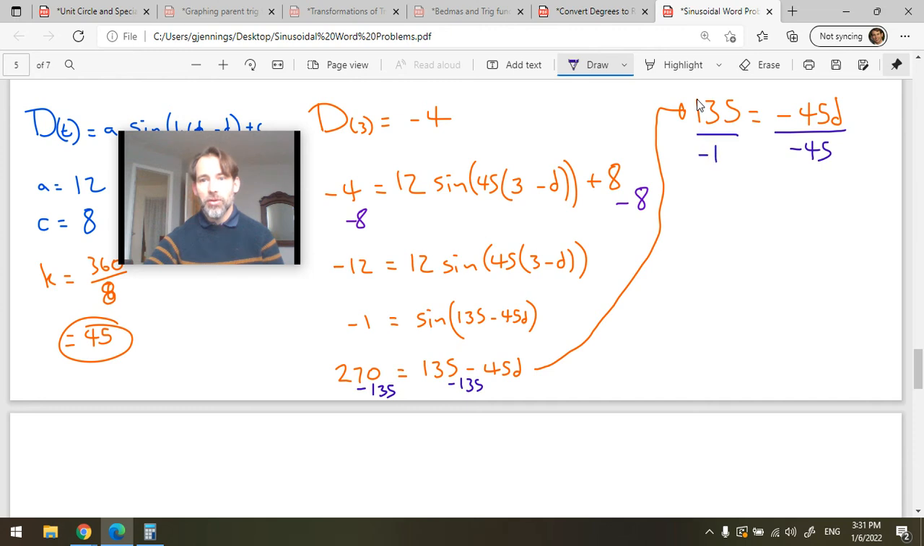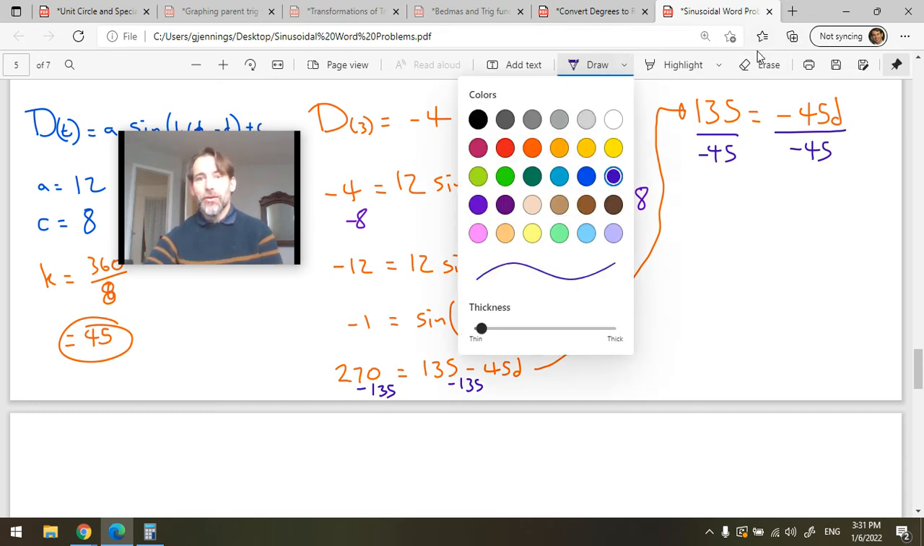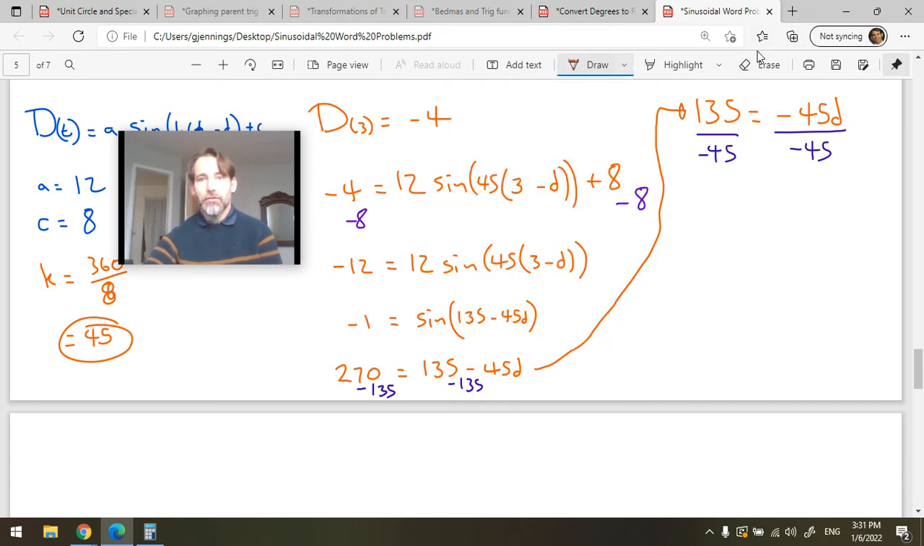Don't these numbers work out beautifully? Whoever created this question is a genius. It was not me. These are not my numbers. They work out very nicely. So now I just evaluate that and I found d. So 135 over 45 is 3. Negative 3 is equal to d. All right, there you go.